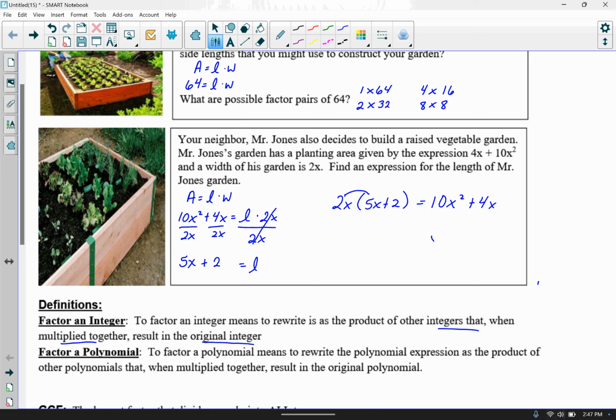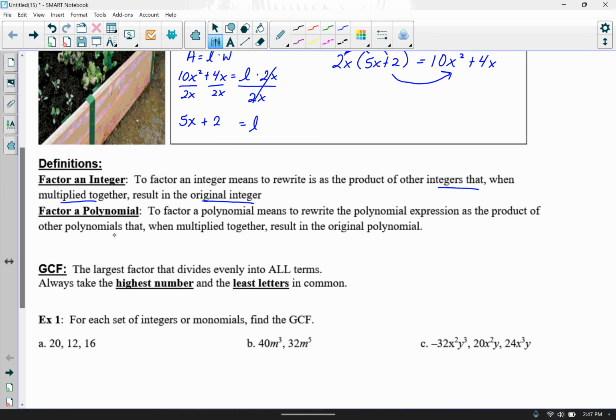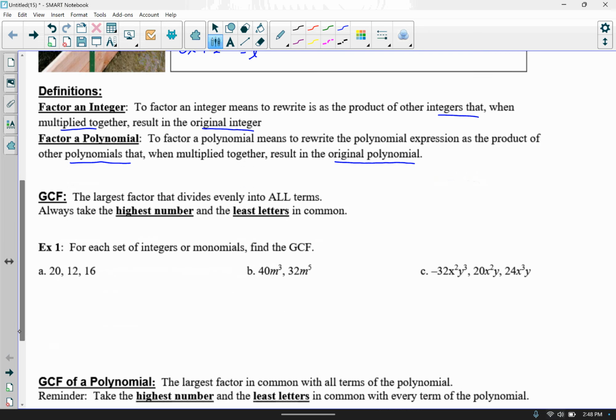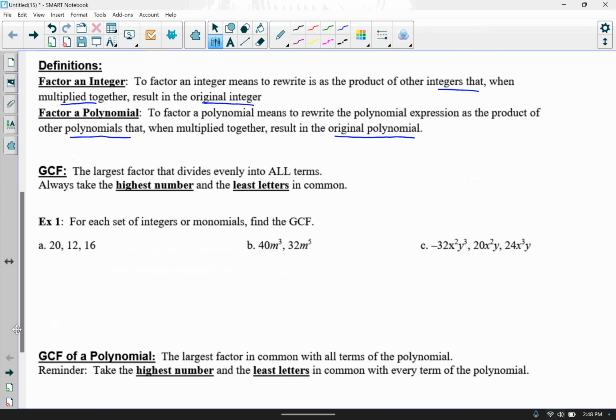And sure enough, if I distribute through there, that's exactly what I'm going to get, this quantity over here on the right. So what it means to factor a polynomial is that you want to be able to rewrite that polynomial expression as a product of other polynomials that, when they multiply together, are going to give you that original, okay? So we're going to first look at factoring out our GCF, and GCF is the greatest common factor. So when it comes to factoring polynomials, you're going to be looking for the highest number and least letters that they have in common.